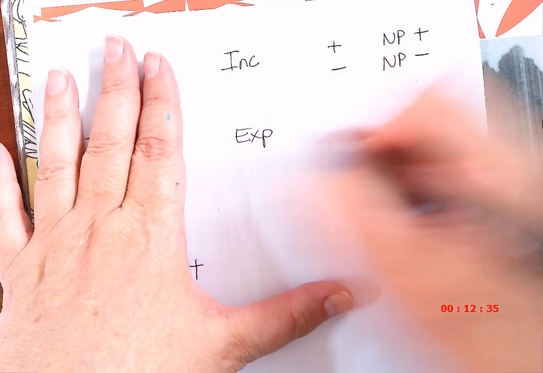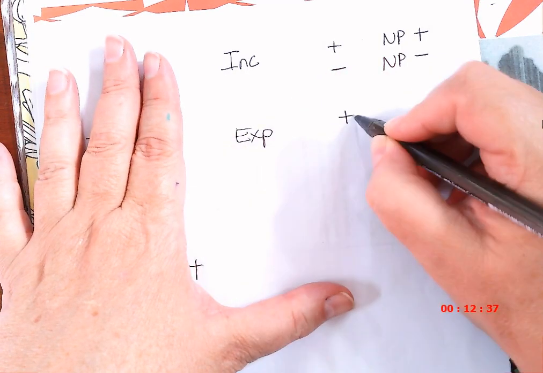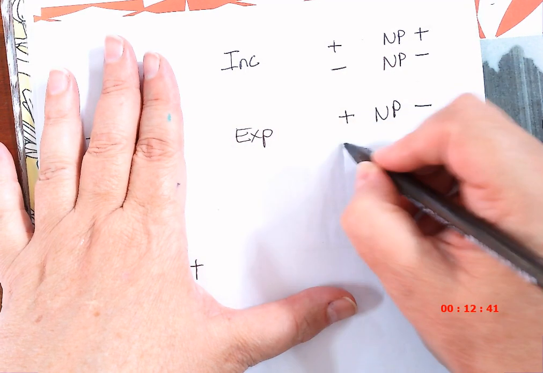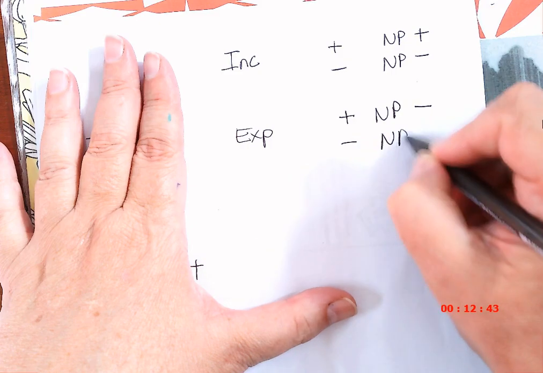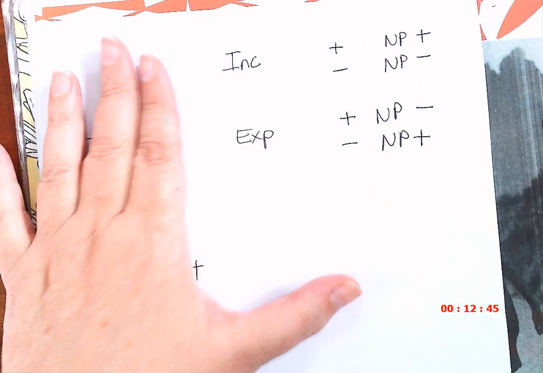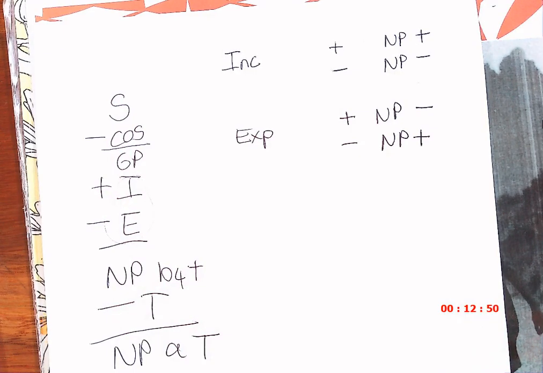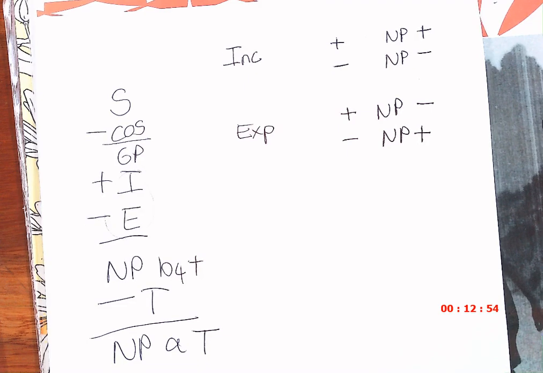If your expenses increase, your profit will decrease. If your expenses decrease, your profit will increase. No, because the more money I give out, the less profit I have. The less money I give out, the more profit I have.